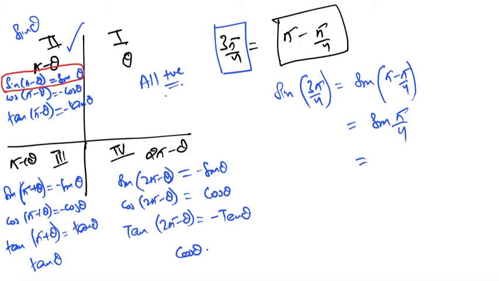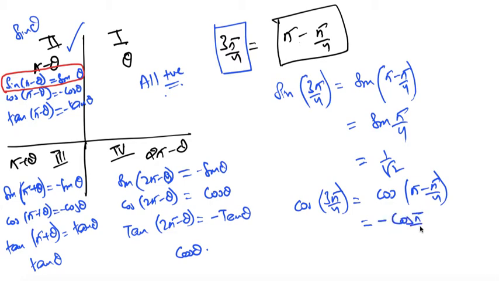So sine pi by 4 we know is 1 by root 2. Similarly, cos 3 pi by 4 can be written as cos of pi minus pi by 4, and this will be minus cos pi by 4 using this identity. So cos pi by 4 we know is 1 by root 2, so this will be minus 1 by root 2.